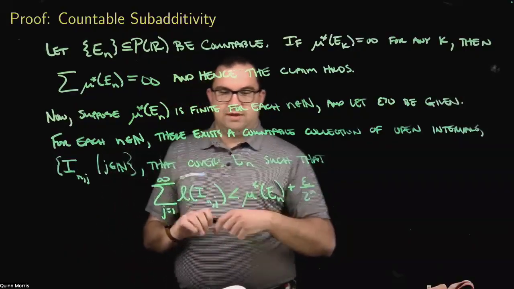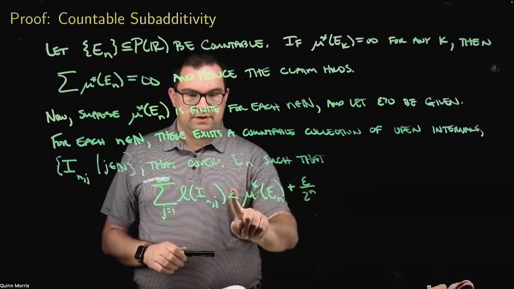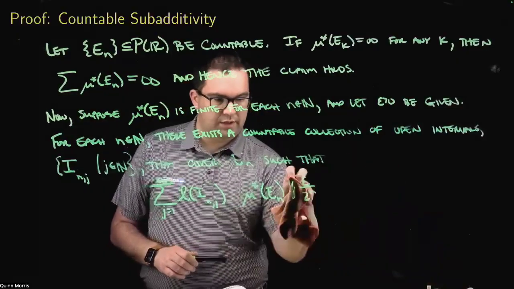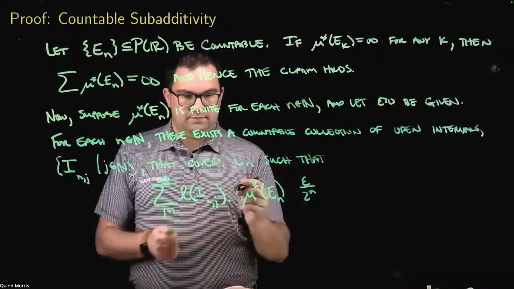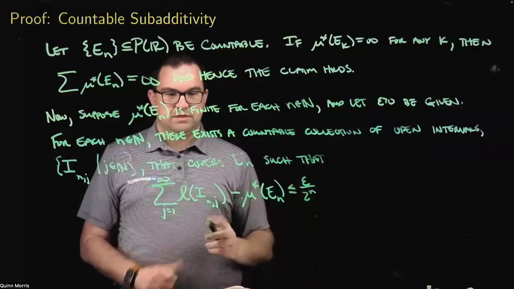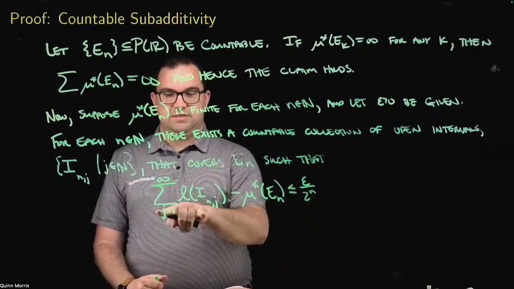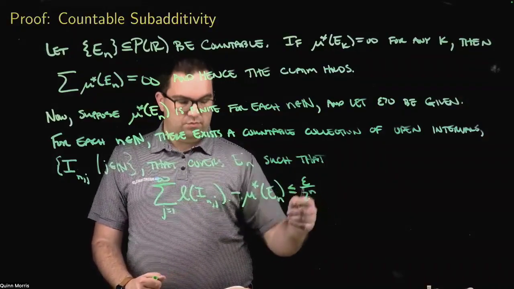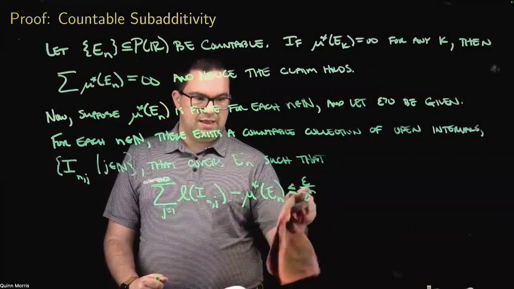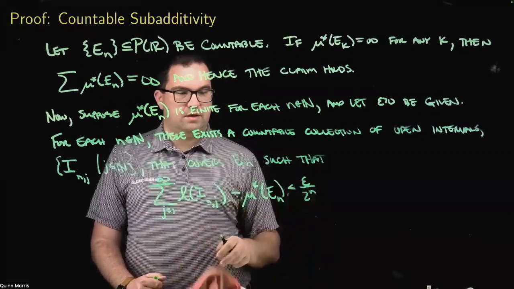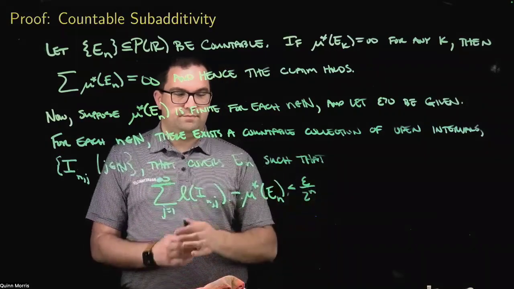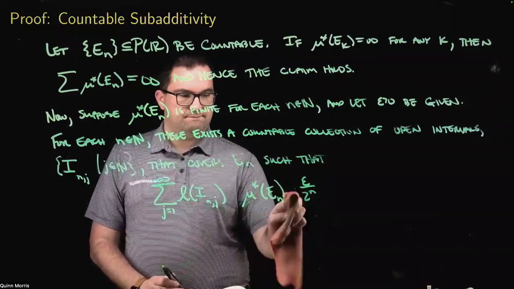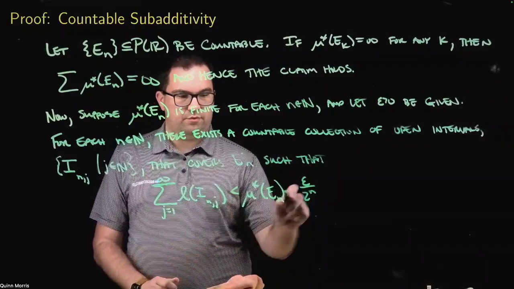One way to look at this, I could rearrange this inequality to be the same as saying choose your intervals so that the difference between the sum of the lengths of these intervals and mu star of E_n is strictly less than epsilon over 2. Now we just take that and rewrite it in this form.